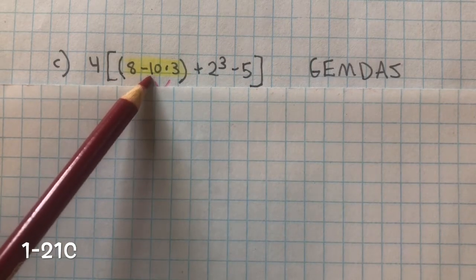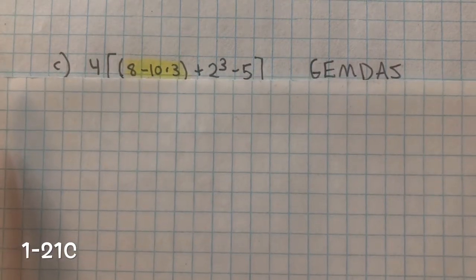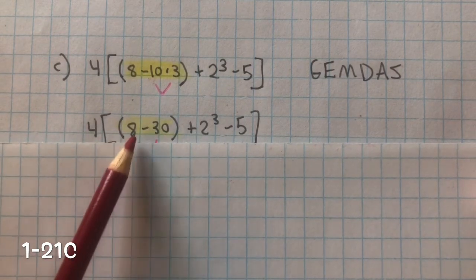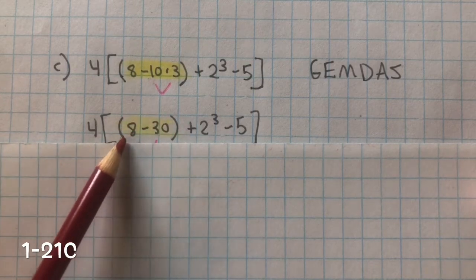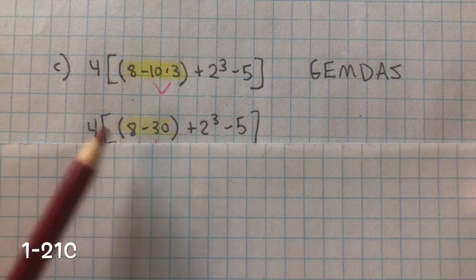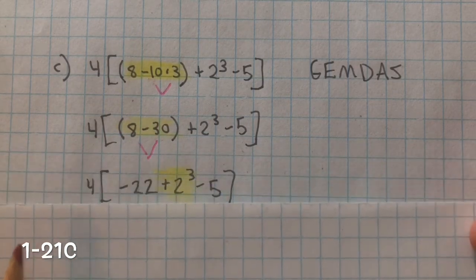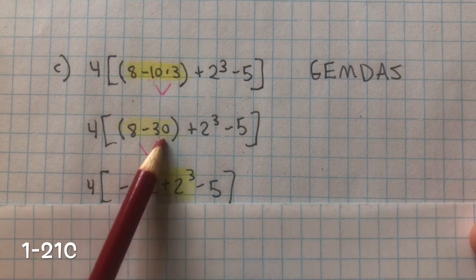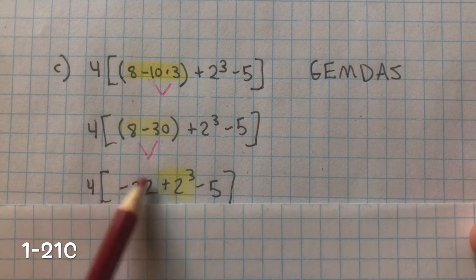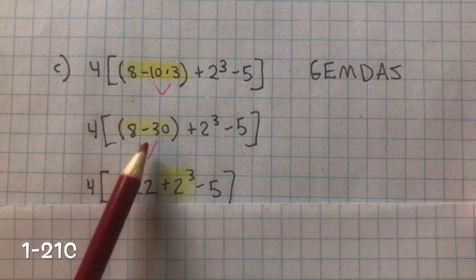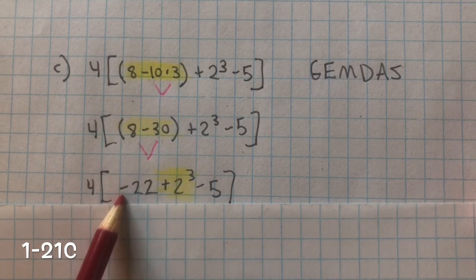So we have a negative 10 multiplied by 3, which is going to give us a negative 30. Still have to simplify inside these parentheses. 8 minus 30. We have more negatives than positives, so we know it's going to be a negative value. Signs are opposite, so we subtract. So it's negative. 30 minus 8 is 22, so negative 22. Always ask yourself, do you have more positives or negatives? And whichever you have more of, that will be your sign.